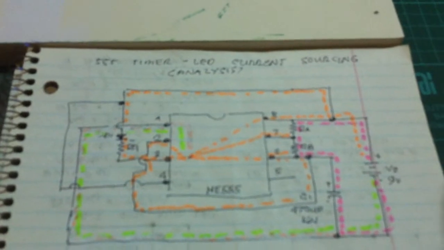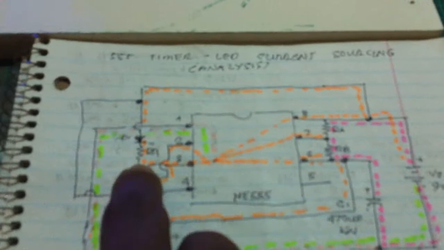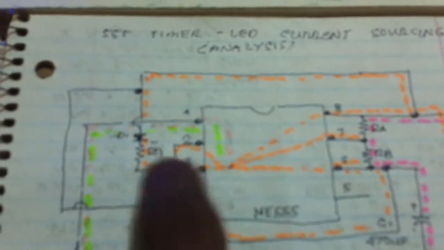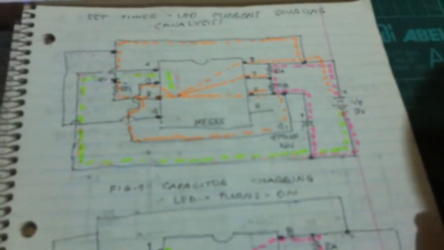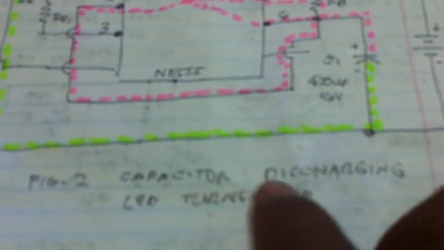So what makes it turn off? When charging the capacitor, the LED turns on, because the LED is still connected directly to the power supply, and the LED is connected to the output. Its cathode is connected to the output, to flow inside the IC and to the ground, back to the source. So when the capacitor is discharging, the LED turns off. So what makes the LED turn off?